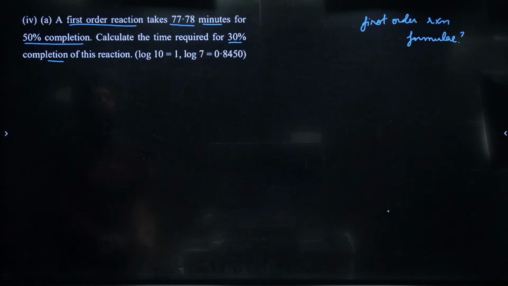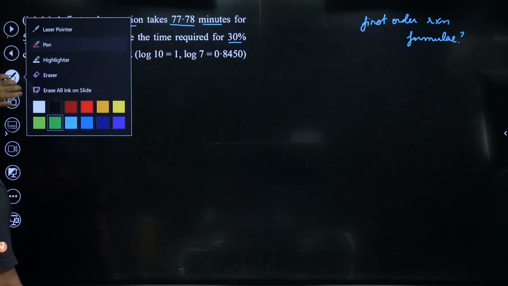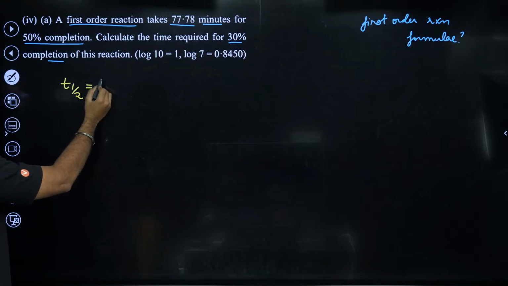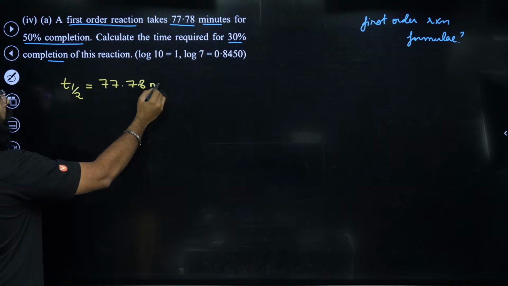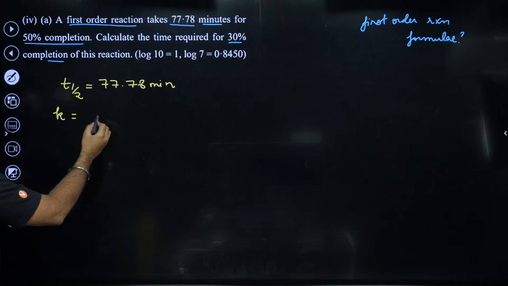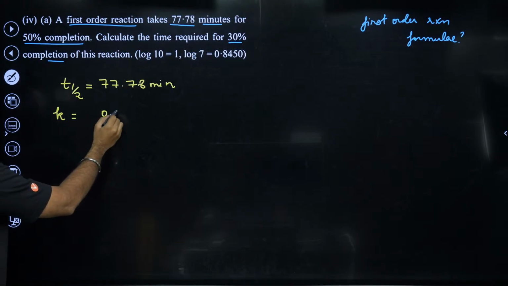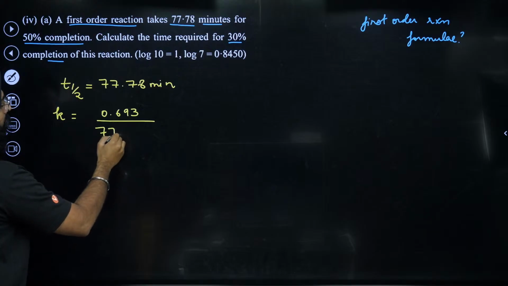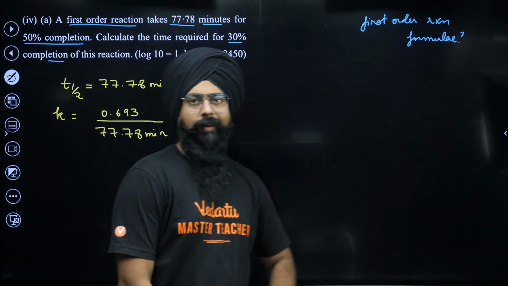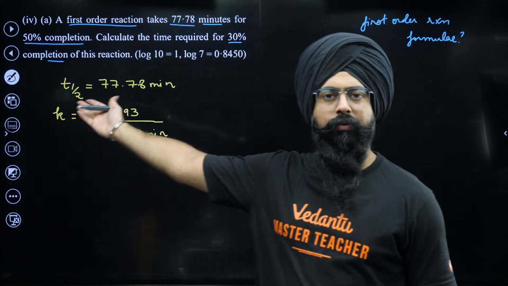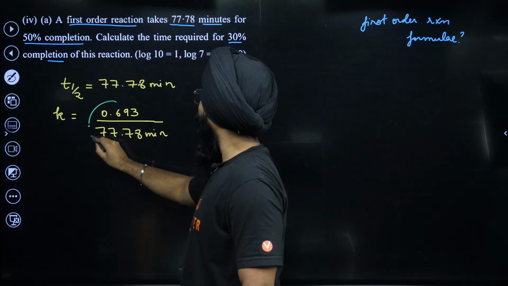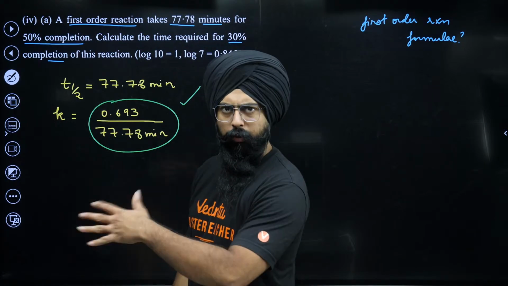Now let us do this question. A first order reaction takes 77.78 minutes for 50% completion. So what is given over here? T half is equal to 77.78 minutes. So can I say K is equal to 0.693 divided by 77.78 minutes? I can say this, right? T half is equal to ln 2 by k. Use that formula over here. K is equal to ln 2 by T half. Very nice. So now we have the rate constant of this particular reaction. We'll do the calculation later.